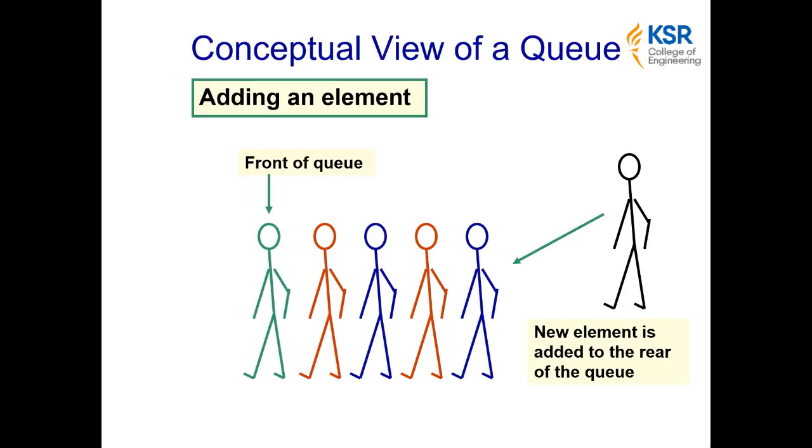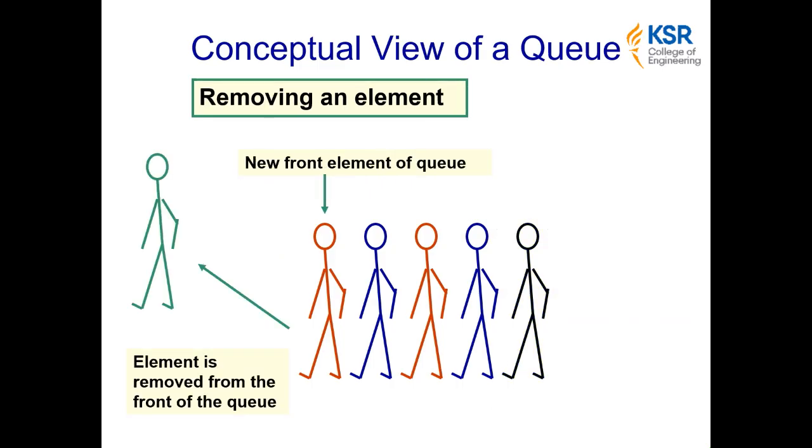So this is a conceptual view of a queue. The person in green color is at the front of the queue, and the person in blue color is in the last position, at the rear end. The elements are added at the rear end. This is an enqueue of a queue.